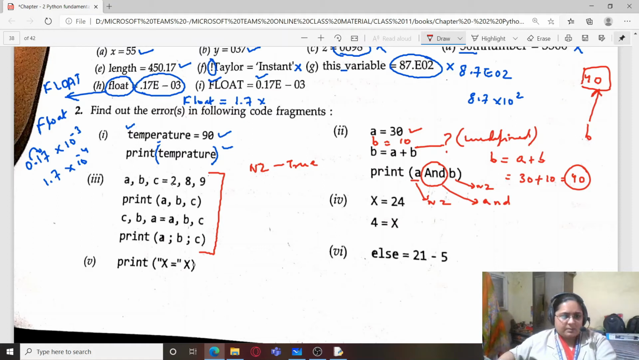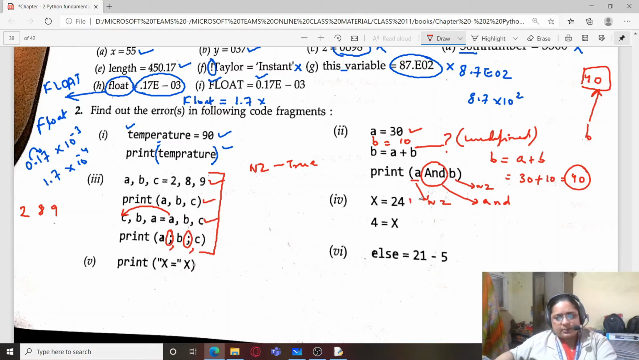Next is A comma B comma C equals 2 comma 8 comma 9. So that means A will have 2, B will point to 8, C will point to 9. Print A, B and C. So that means our output is going to be 2, 8 and 9. Now C, B, A equals A, B, C. So we are trying to assign A to C, B to B and C to A. And that will work. These three statements are correct, but then this over here it is wrong. Instead of that, a comma will be required.